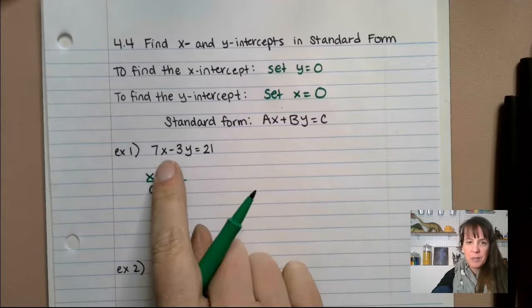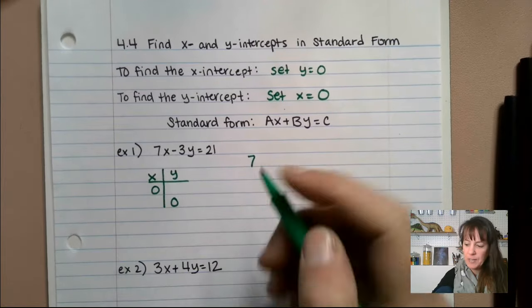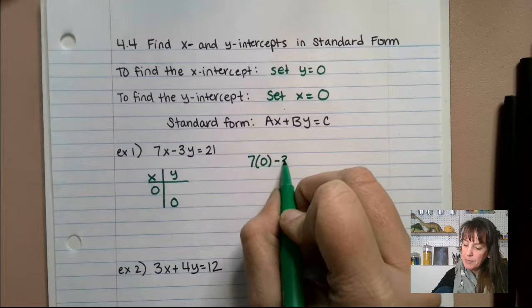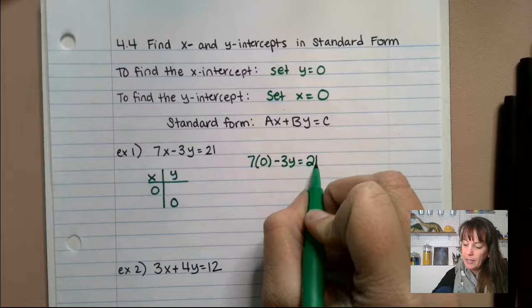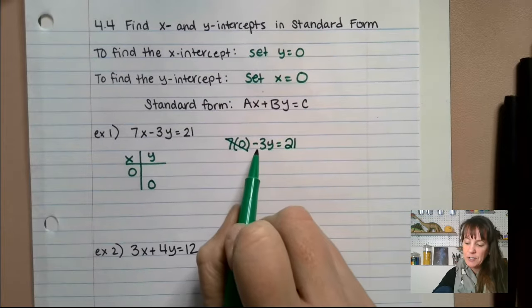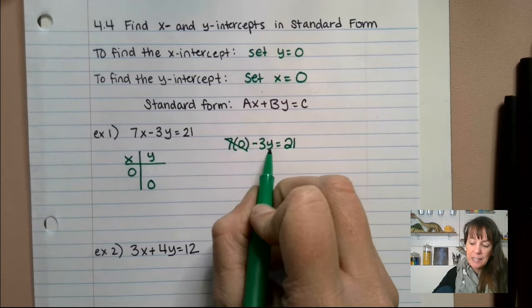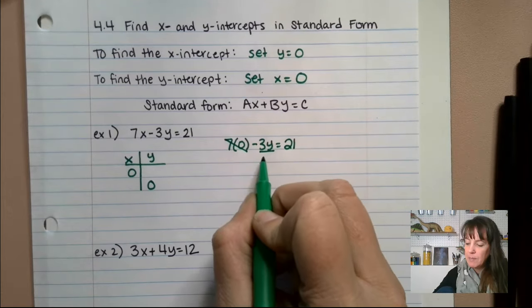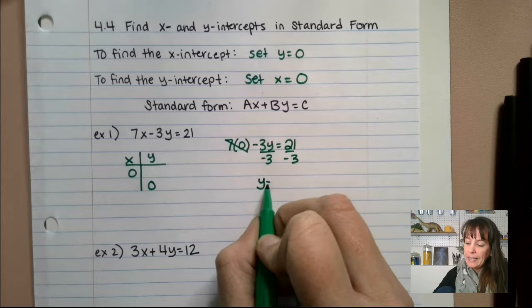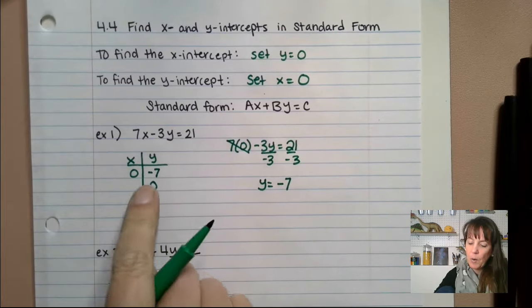So we're going to take this equation and rewrite it, except this time for x, we're going to input a 0. So x times 0 minus 3y equals 21. Anything times 0 is 0, so I can just cross that off. You'll see I just have negative 3y equals 21. I'm multiplying negative 3 times y. The opposite of multiply is divide, so we're going to divide both sides. Y equals negative 7. So when x is 0, y is negative 7.